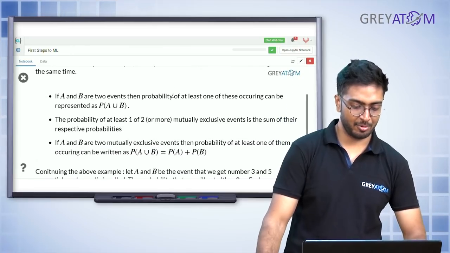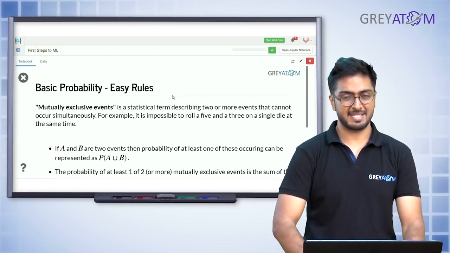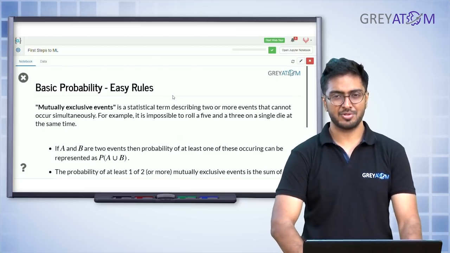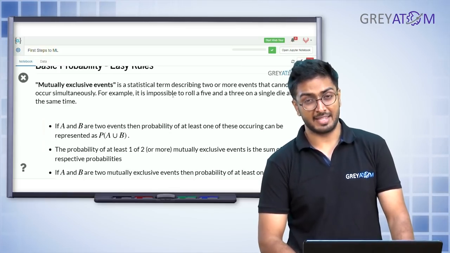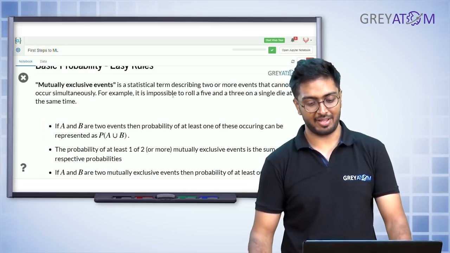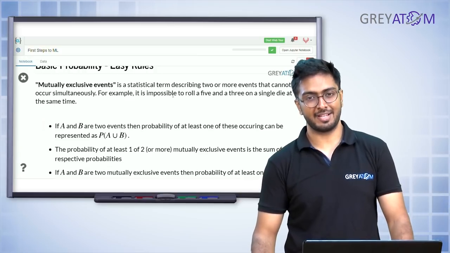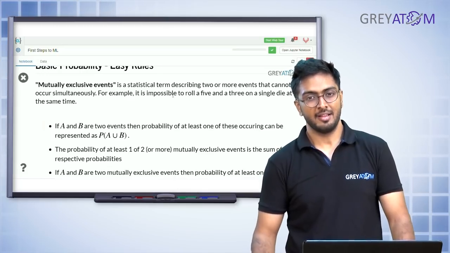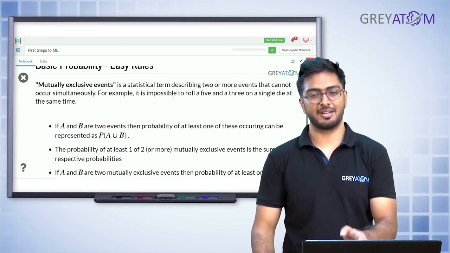So now some more basic rules about probability, basic terminologies I would say. The next terminology is mutually exclusive events. What are mutually exclusive events? Mutually exclusive events are those events that cannot happen together, right? For example, it is impossible to roll a 5 and a 3 on a single die at the same time. So if your event is that it would be a 5 when you roll a die, or it would be 3 when you roll a die, both events are mutually exclusive. If it's 5, it cannot be 3. If it's 3, it cannot be 5.